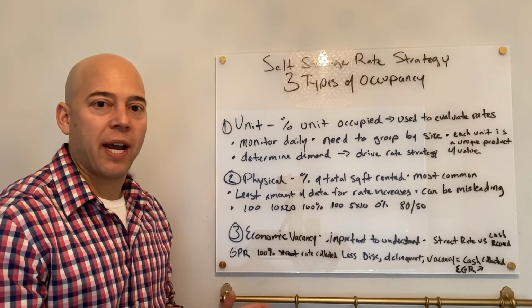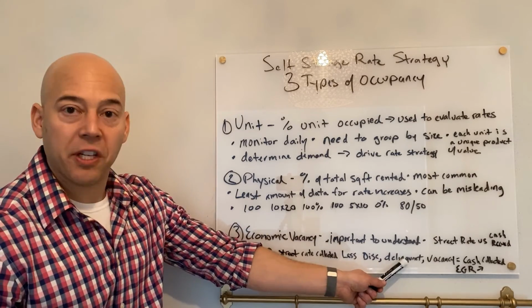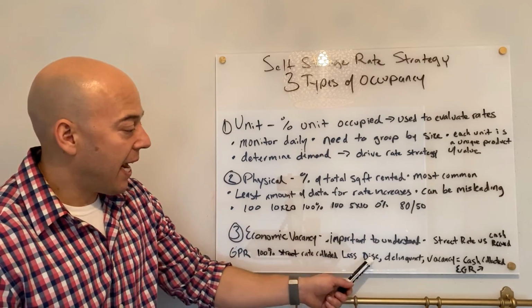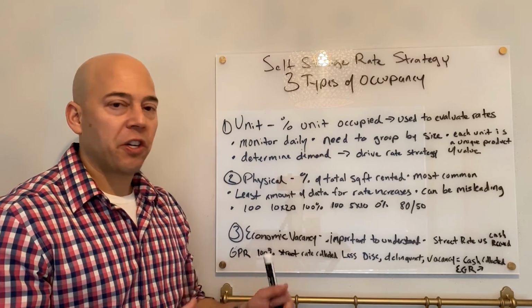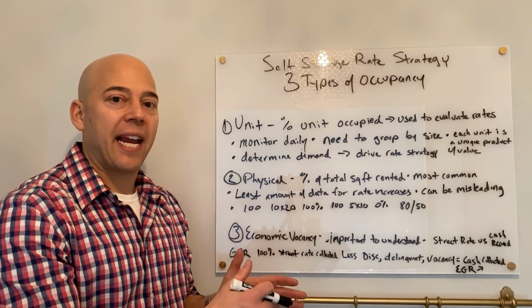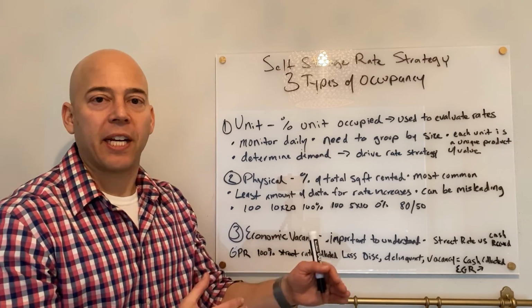If you're having issues with your economic vacancy, you're going to want to check out the delinquencies, the vacancies, and the discounts to figure out where you're losing money and where that value is going. It's important to understand the occupancies so you can understand the story of a facility and predict where it will be in the future.